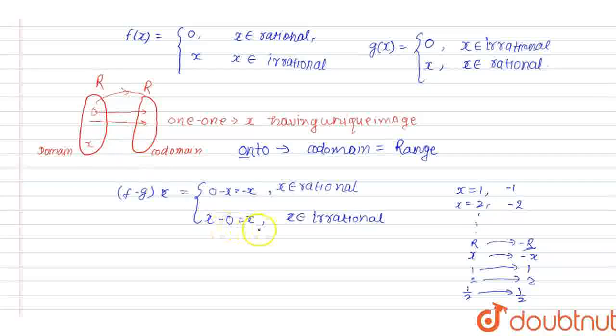Similarly, for onto, all the elements of the codomain have a pre-image. So this function is one-one and onto. This is the answer for this question. Okay, thank you so much.